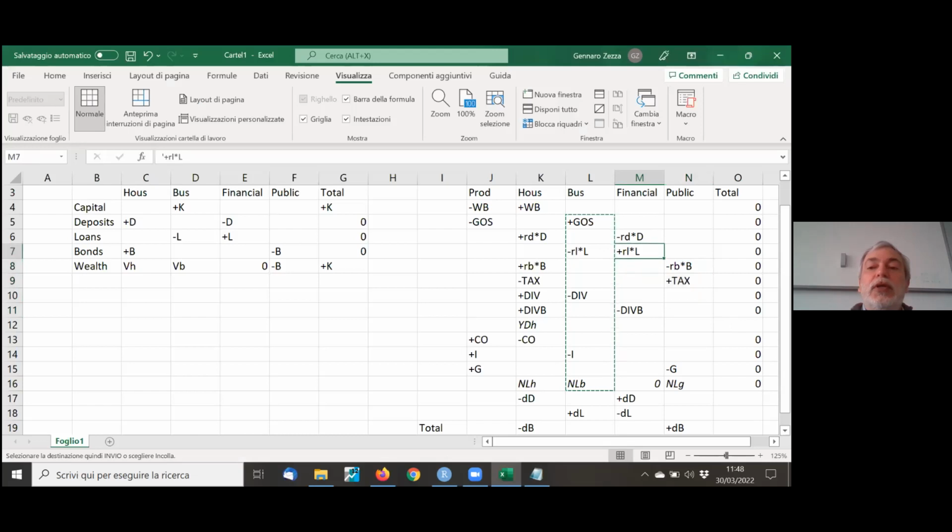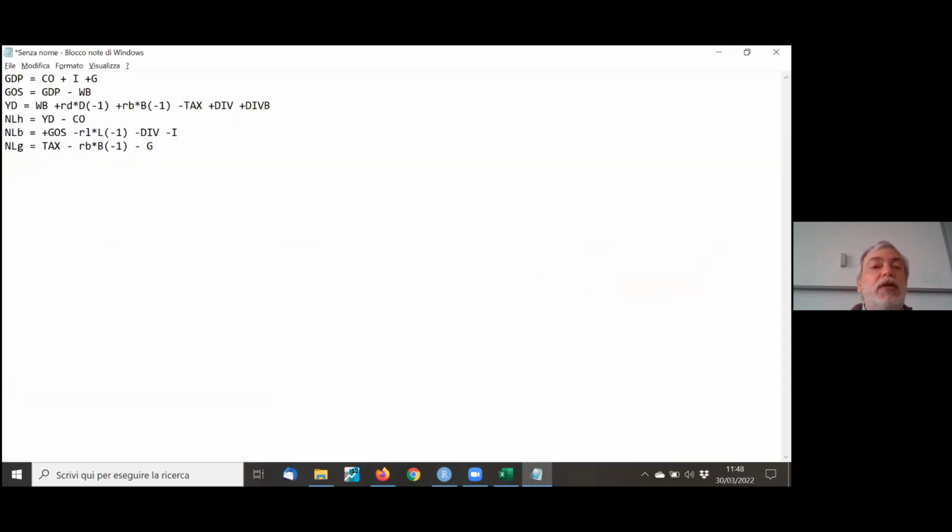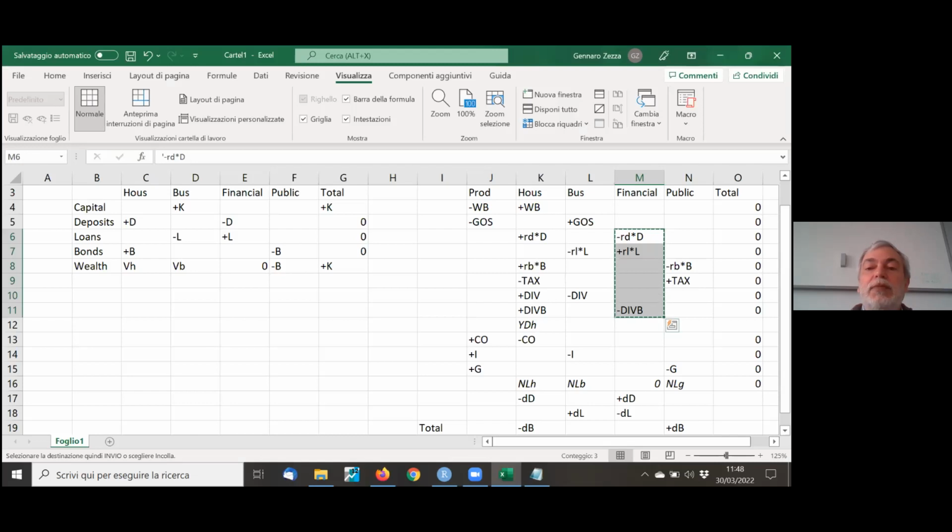And for the financial business, we will have that the dividends paid are equal to RL times L minus 1 minus RD times D minus 1. So I think this is all we need for the flows here.